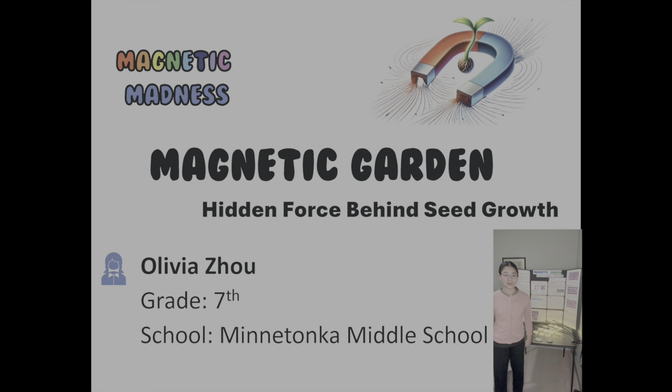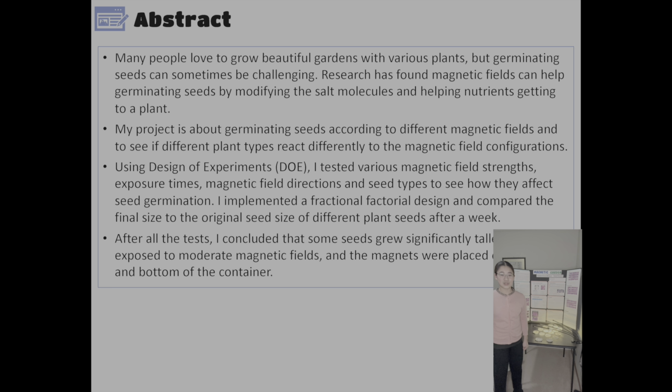My name is Olivia Zoe. I'm in 7th grade and I go to Minnetonka Middle School East. My project is on how magnets affect seed germination. I chose this project because many people have vegetable gardens, but sometimes germinating seeds can be challenging.